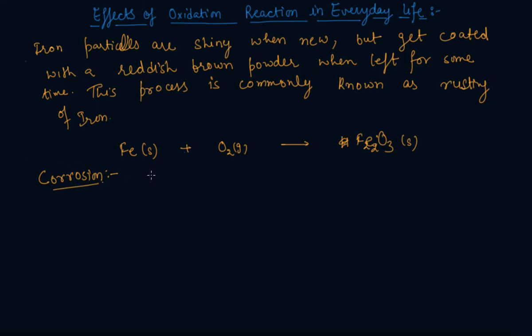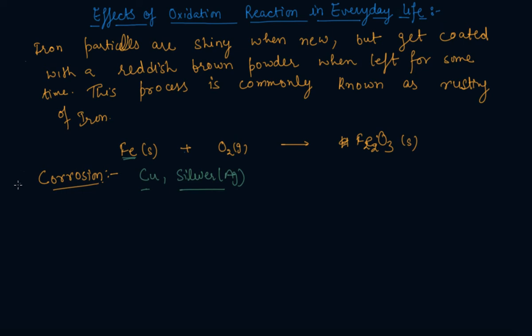There are also some other metals except iron, like copper and silver, which also get corroded when they are exposed to either moisture or acids. They change their color, like a greenish layer appears on copper metal when it is exposed to air for some time. The black coating on silver is also one example of corrosion.